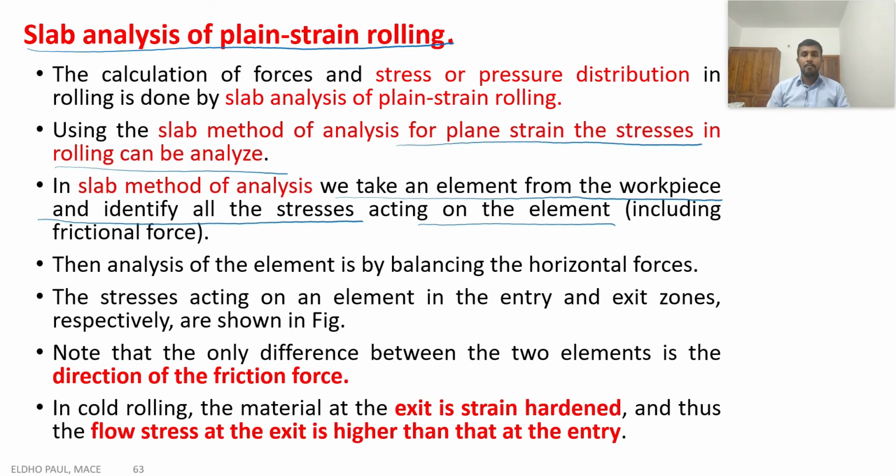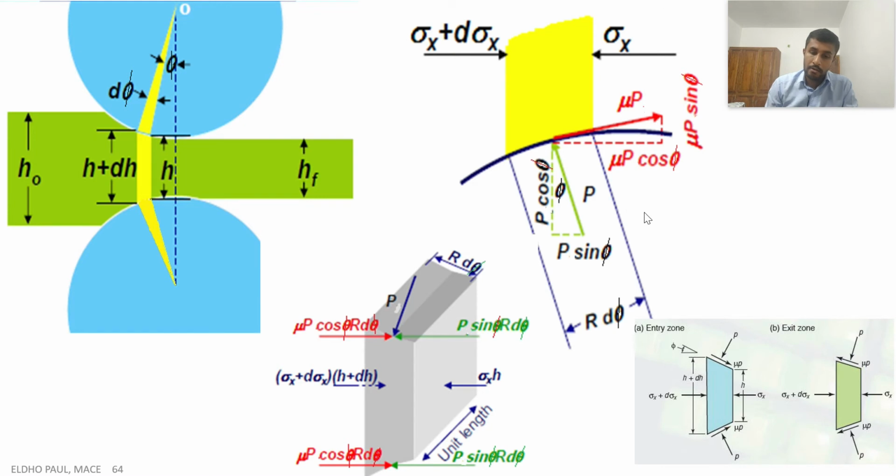In the rolling process, we take a particular element from the workpiece and analyze what the different forces acting on that element are, and then we resolve those forces in the horizontal direction. From that we get the stress distribution or pressure distribution in the rolling process. Note that the only difference between the two elements is the direction of the friction force. So here I am taking two elements. This is the slab analysis.